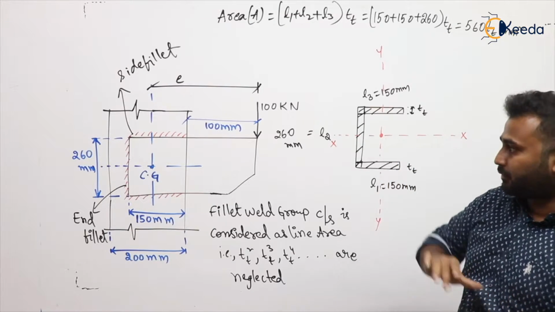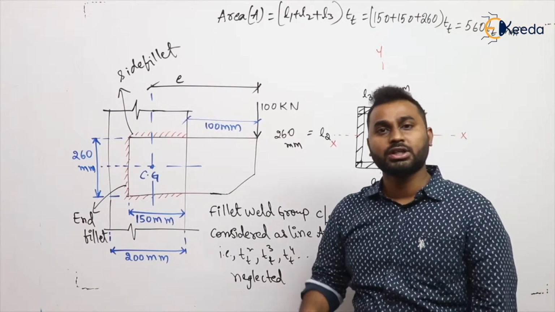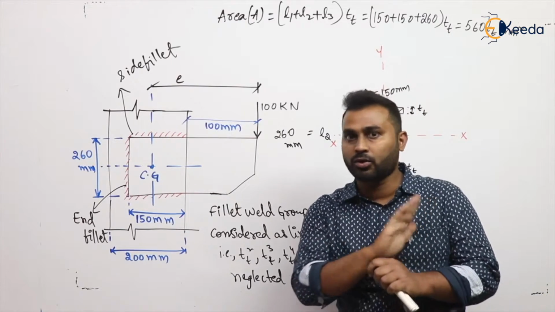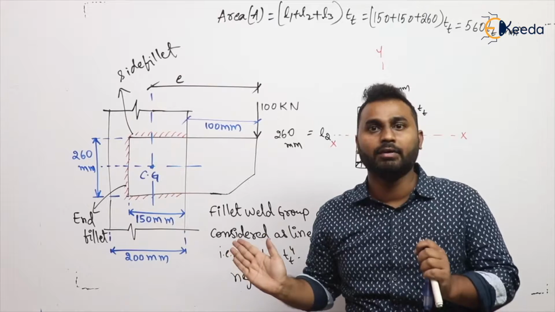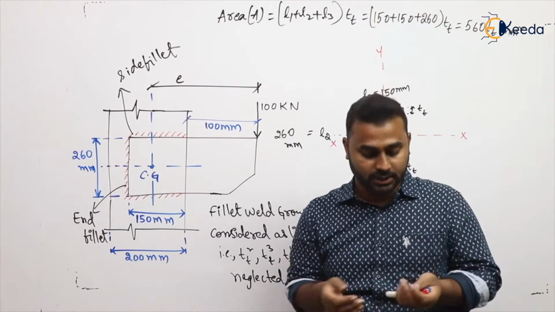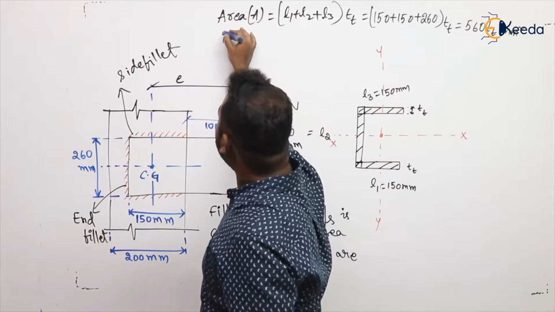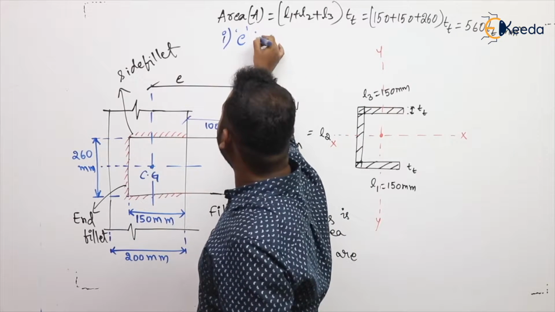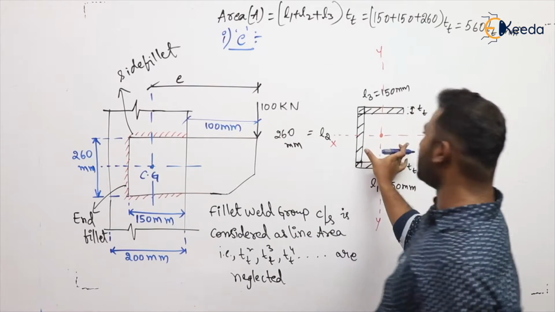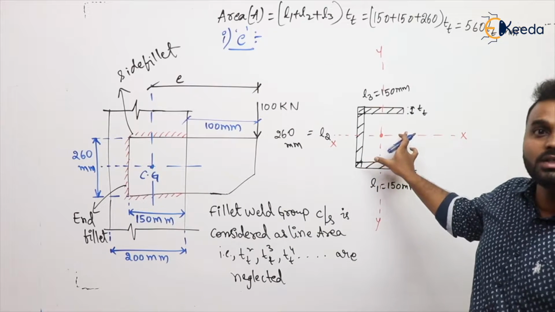As I said, the first step in solving this question is finding the eccentricity. Without knowing the eccentricity of the given load, we can't proceed further. That is the reason the first step is finding E. For that we need to find the CG of this weld group.